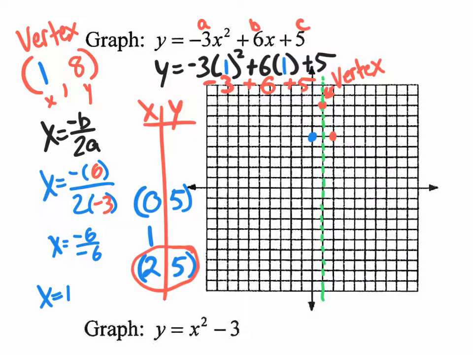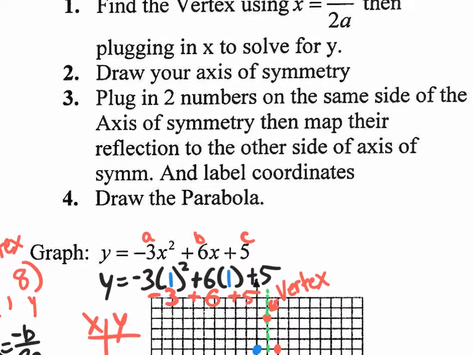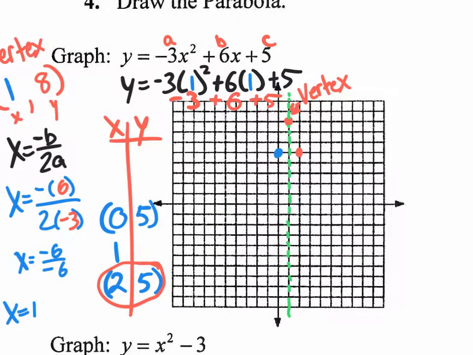So I guess the main point I'm trying to make here is up here on our steps. Step 3 is to plug in 2 numbers on the same side of the axis of symmetry and then map their reflection onto the other side of the axis of symmetry. Make sense? So you don't want to plug in 0, which is on the left side, and then plug in 1 or 2, which is on the right side. You want to plug in 2 values that are on the same side. So maybe instead of 0, you want to plug in -1.